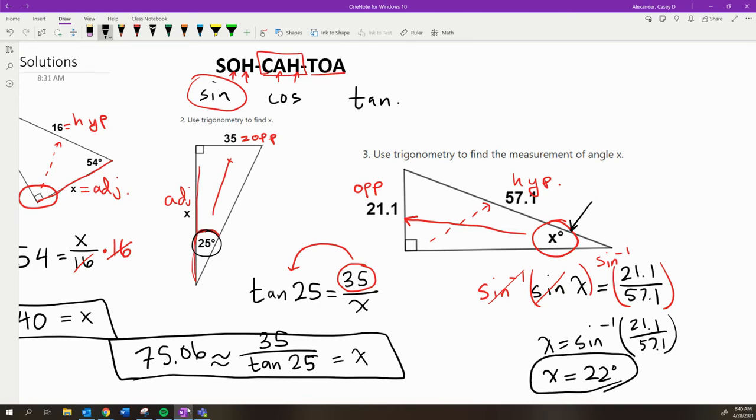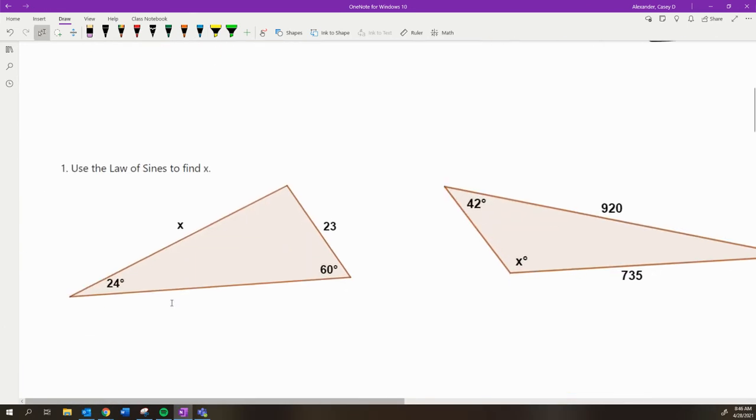So those are the solutions to the SOHCAHTOA page. And use that as you continue on the quiz. But now let's look at the law of sines and the law of cosines.